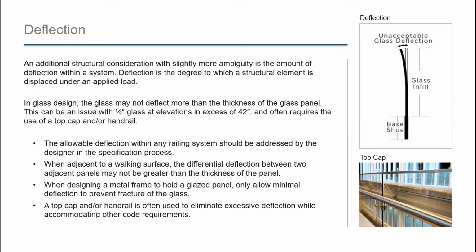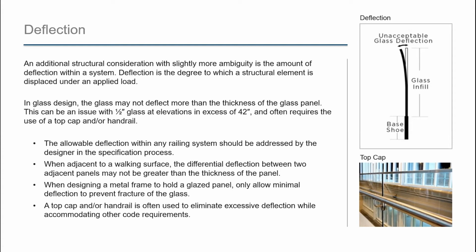The differential deflection criteria is met, or is simply not applicable, when you use a top cap or a handrail between glass panels, and you can see a picture of that on the right here. Deflection, although somewhat ambiguous in code, is often neglected or overlooked, but it's nonetheless important and should be considered. Design teams should think about the use of the guard, where it is in the building, and how it might feel to the groups using it.